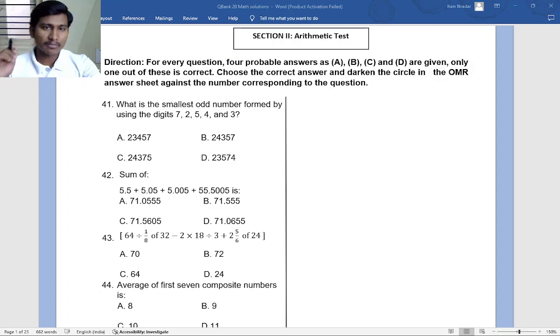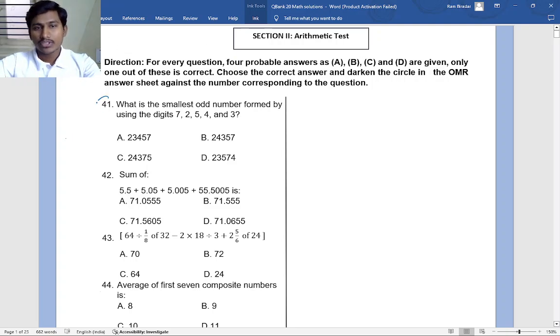So let us solve them. Okay, so for me to explain it easily, I have divided that into two sections. So let us do that now. The first question for the maths is question 41: What is the smallest odd number formed by using the digits 7, 2, 5, 4 and 3?